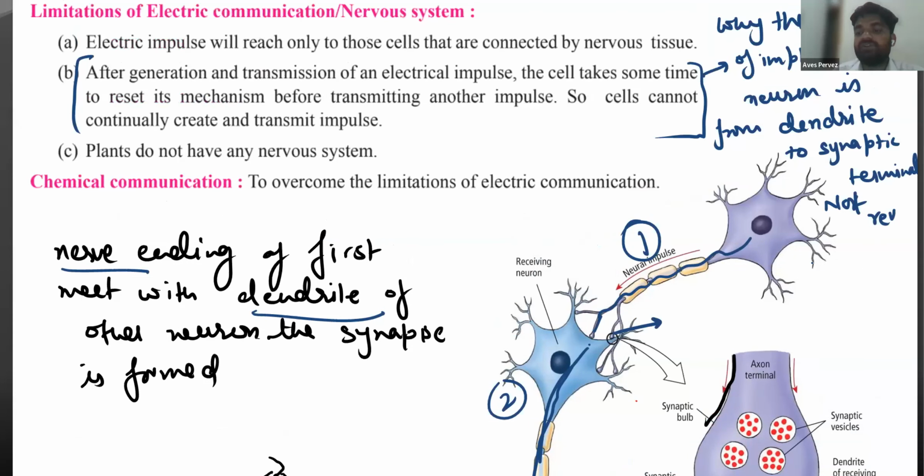Then first write down this question: why is the transmission of impulse in a neuron from dendrite to synaptic terminal, not the reverse? Or it can be asked as: why is there no backflow? Or the second question: why does no backflow of impulse take place inside the neuron?